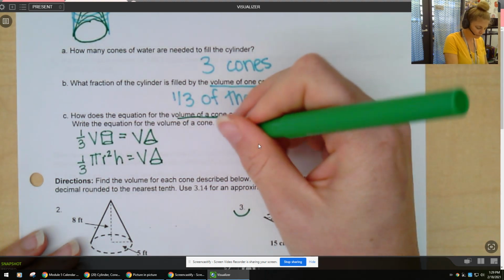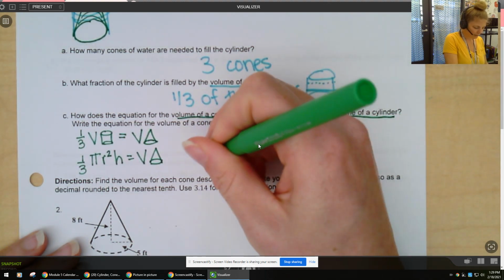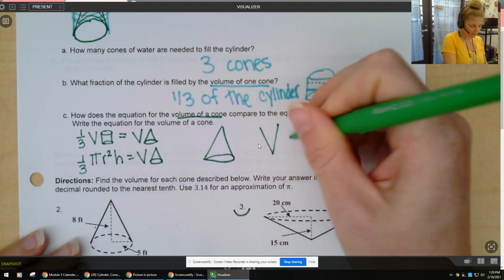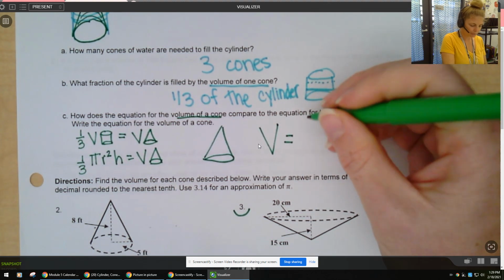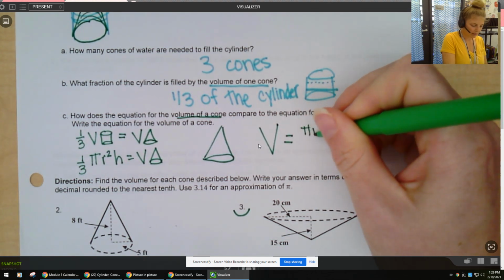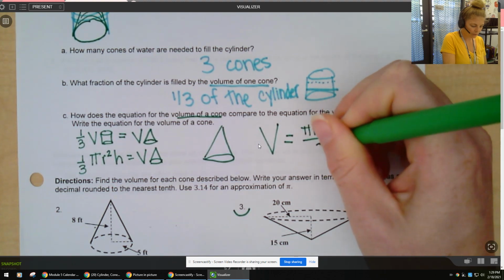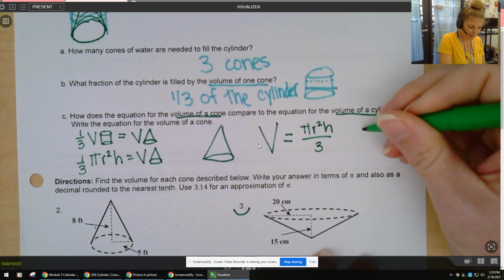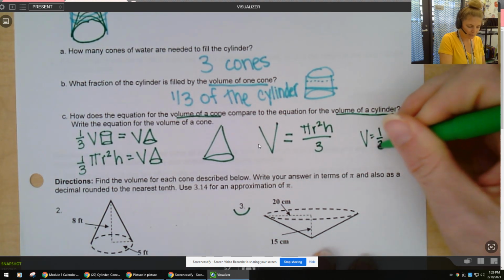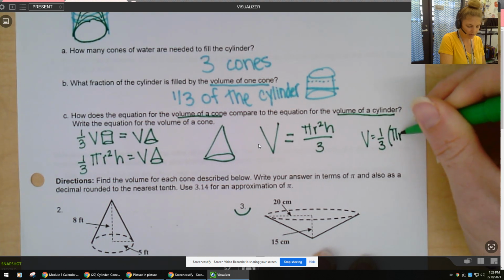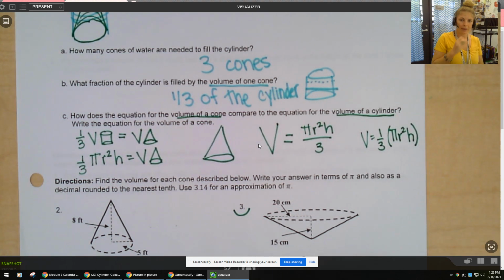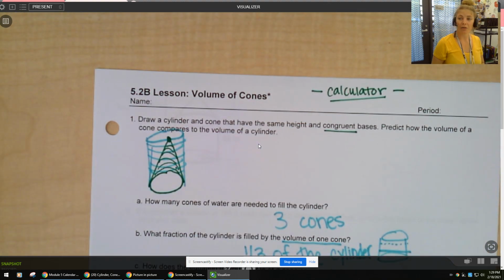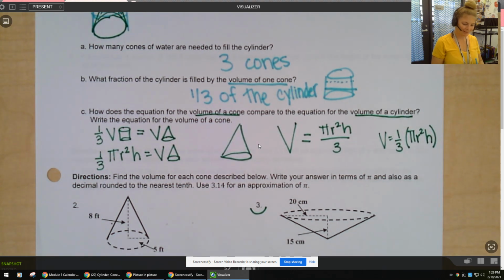Any cone. So here's my cone. The volume is equal to, and we can call it pi r squared h all over 3, or you can think about it as volume is 1/3 times pi r squared h. And remember the visual we looked at, how the cone fills up 1/3 of the cylinder. Wonderful. Let's put this equation to work.